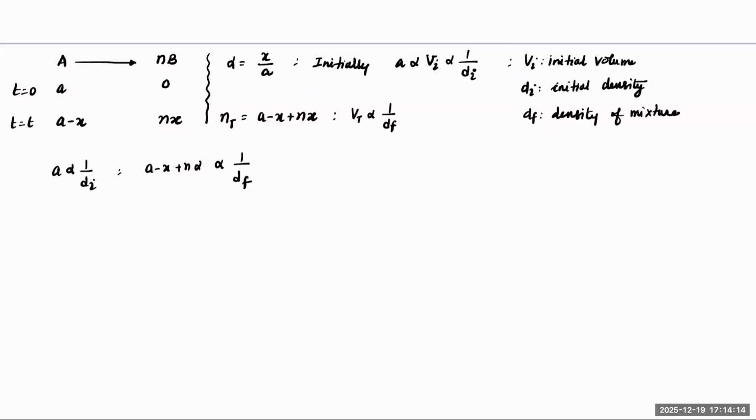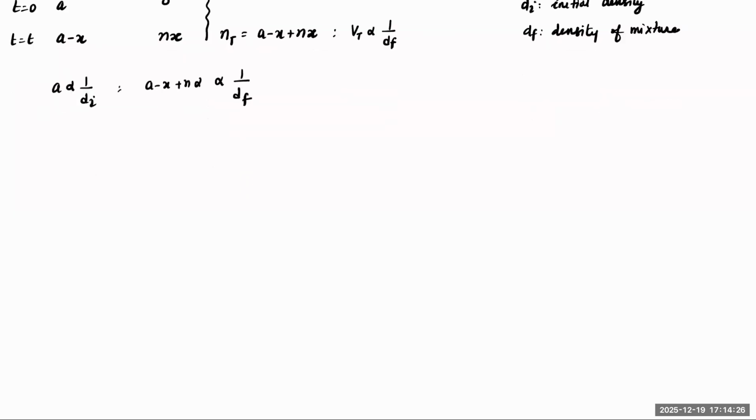See, can I say that initial moles A are inversely proportional to density, and the final number of moles are inversely proportional to its density? In such case, I can write this as A divided by A minus X plus N alpha is equal to D final by D initial. Correct? Okay? Yes, sir. All good?